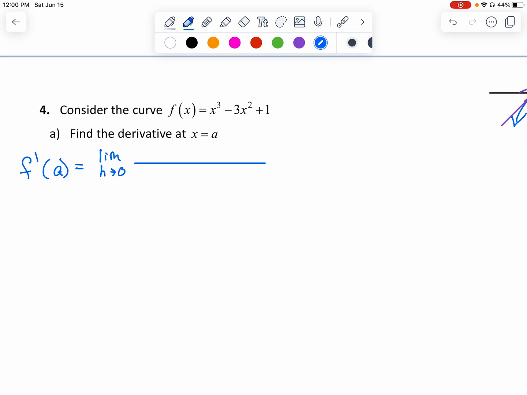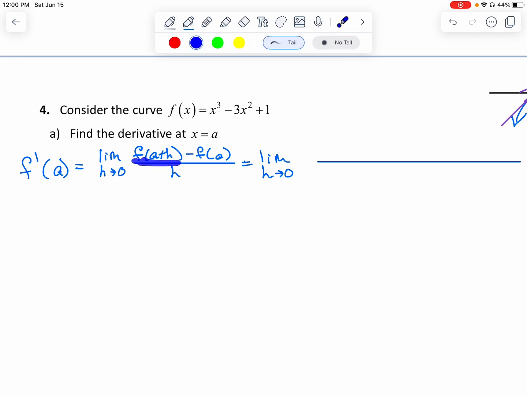So the definition is the limit of f of a plus h minus f of a, all over h, taking that limit as h goes to 0. Now I want to plug in the function we have here, so I'll take the limit as h goes to 0, and for the first part of the numerator, I'm plugging in the a plus h into these x values to rewrite this function of f of a plus h.